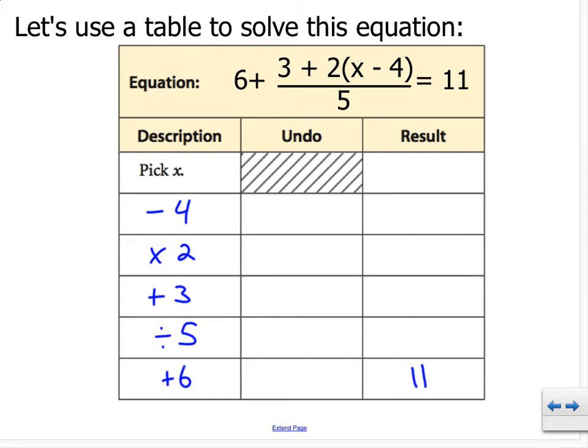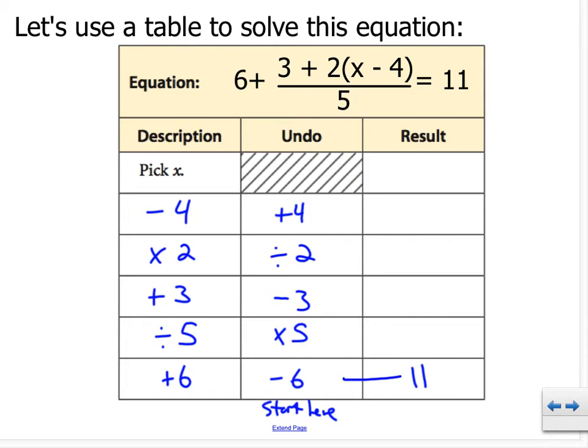So now let's fill in the undo column first. And remember, start from the bottom up. So we subtract 6, multiply by 5, subtract 3, divide by 2, add 4, and that should be our value. So let's see if that works.